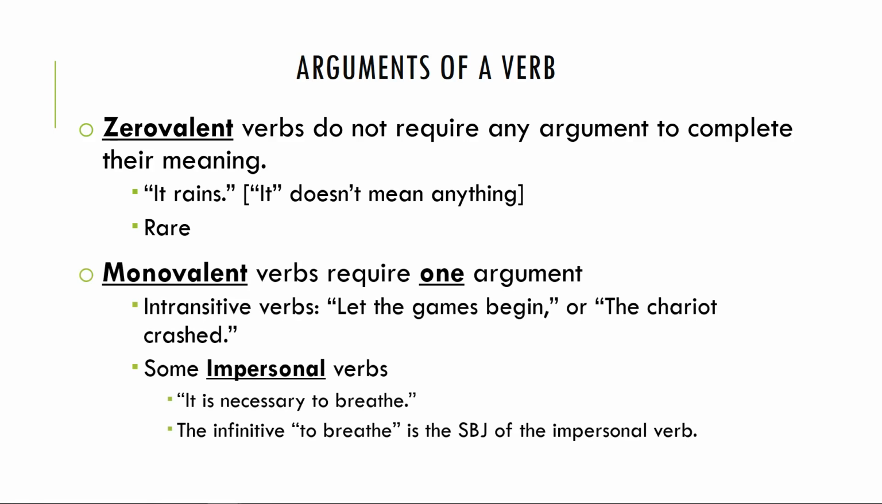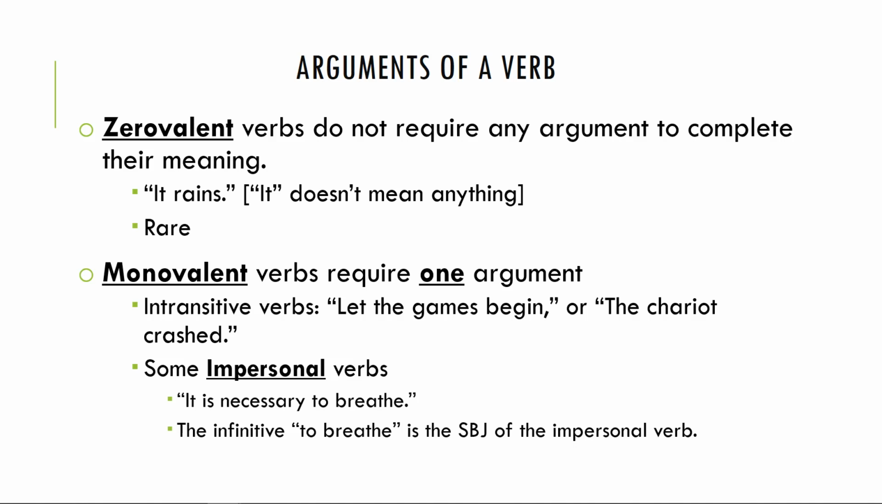You can have monovalent verbs. These are essentially the intransitive verbs. Let the games begin, right? Games begin, has a subject, doesn't need an object to make sense. The chariot crashed, doesn't need anything else to make sense. Some impersonal verbs. An impersonal verb typically has as its subject some kind of infinitive. To breathe is necessary. So in this sentence, it is necessary to breathe. The infinitive would be the subject of the impersonal verb, it is necessary, which in Greek would be one verb.